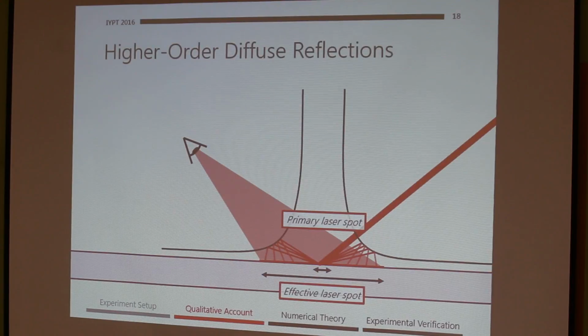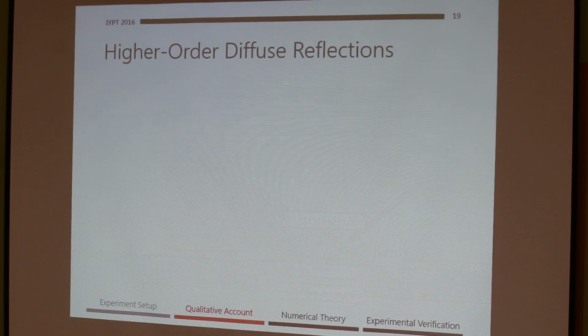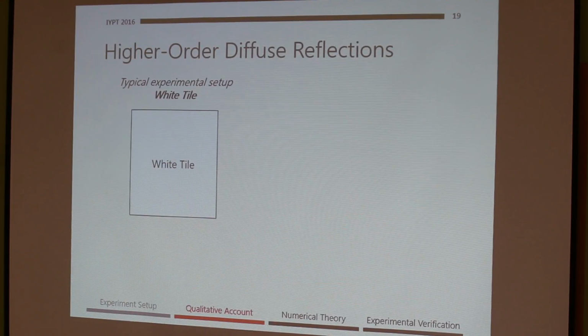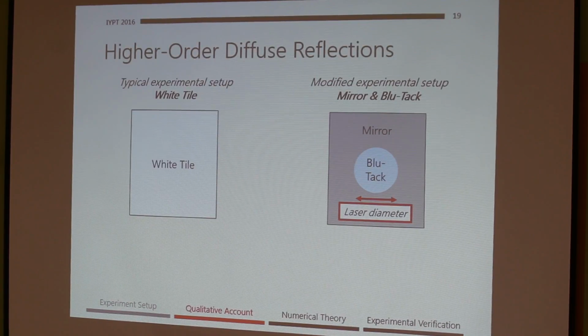So we hypothesize that this could be the cause of the secondary rings, and in order to verify if this is the case, we proceed to come up with an experiment. On the left, we have our typical experimental setup, which involves the use of a white tile as our surface. On the right is our modified experimental setup for this purpose, in which we have a large piece of mirror with a small circular disc of blue tack placed at the center, and this blue tack has dimensions of roughly our laser diameter.